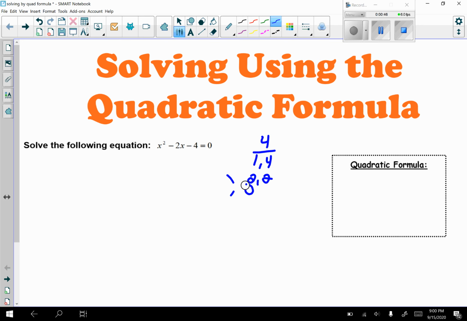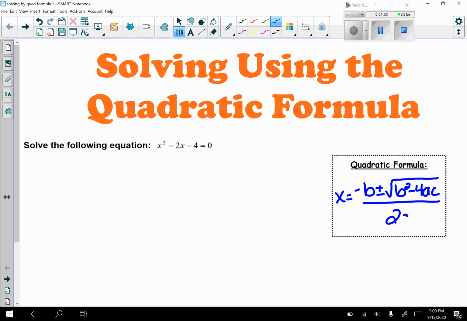So I'm going to erase this, and that's why we have the quadratic formula. So the quadratic formula is x equals negative b plus or minus the square root of b squared minus 4ac all over 2a.